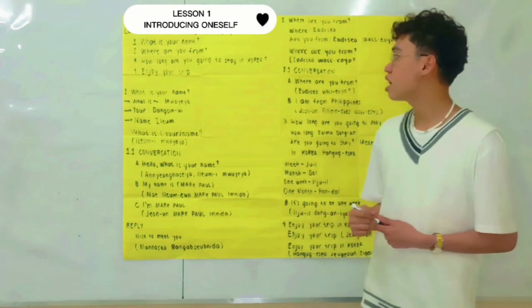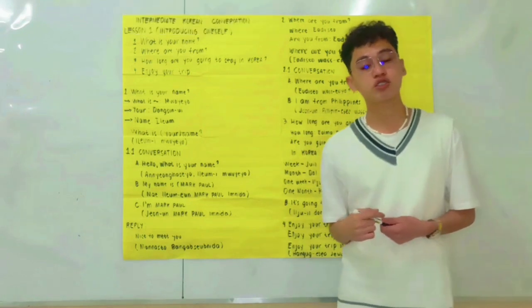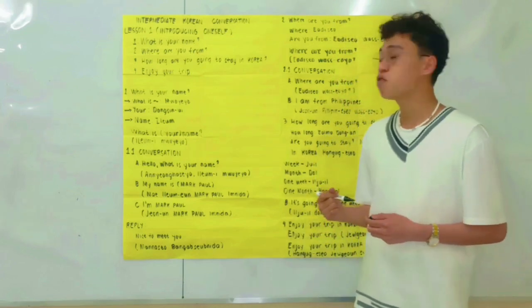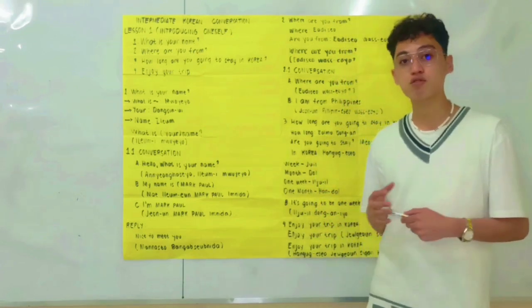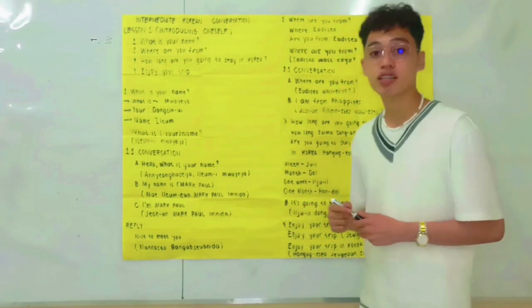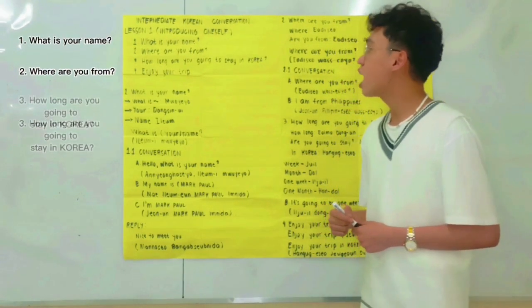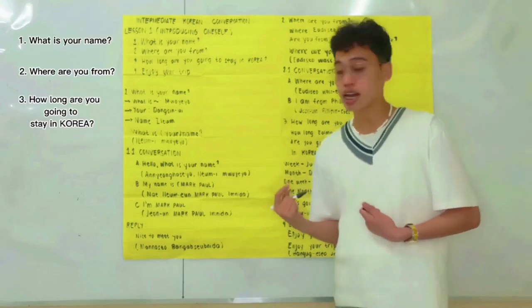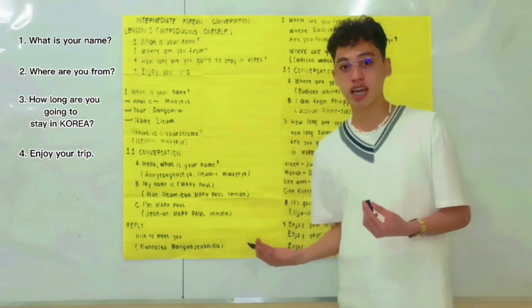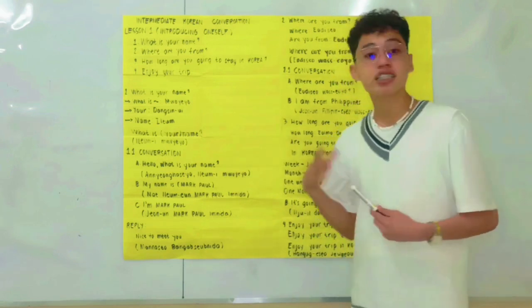So now here are some questions or conversation commonly asked when you are traveling to Korea or when you are in Korea. First we have four questions that you've probably encountered in Korea. Number one is, what is your name? Second is, where are you from? Third is, how long are you going to stay in Korea? And four, enjoy your trip. This is the last one that you say when you meet someone. Enjoy your trip, or nice to meet you.